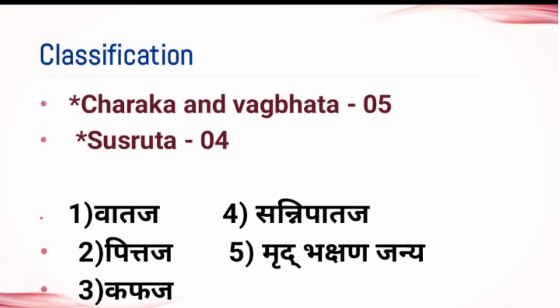As I already mentioned, Shushruta said mrud bhakshana as one of the purva rupa avastha, or one of the symptoms in Pandu Roga, whereas Charaka and Vagbhata considered it a separate kind of pathogenesis, that is mrud bhakshana janya Pandu. So what are the 5 types or 4 types? According to Shushruta, 4 types are Vaataja, Pittaja, Kaphaja and Sannipataja Pandu, and the extra one mentioned by Charaka and Vagbhata is mrud bhakshana janya Pandu.